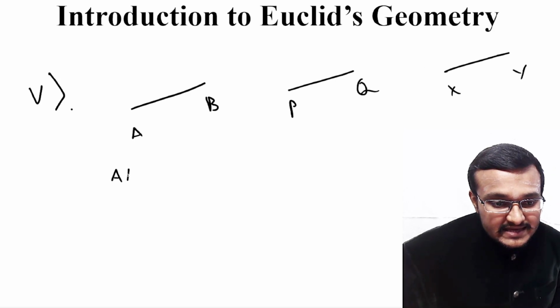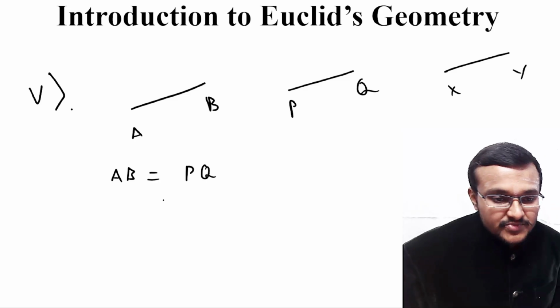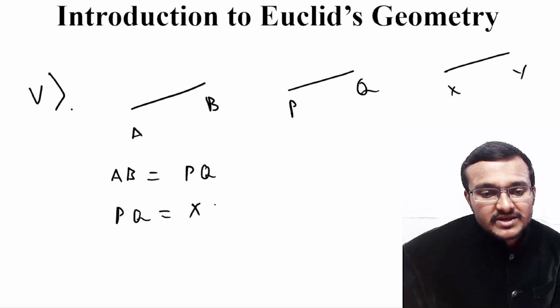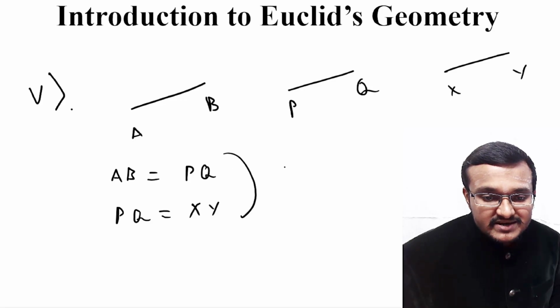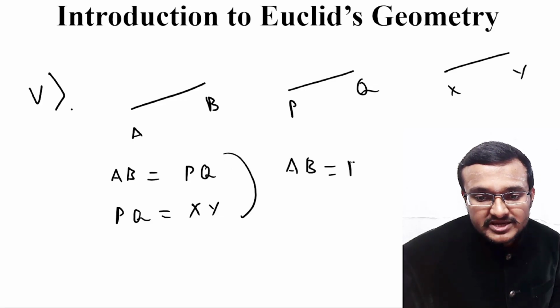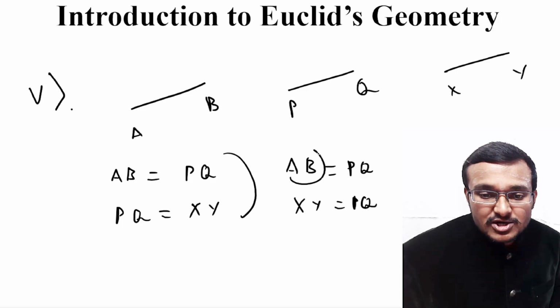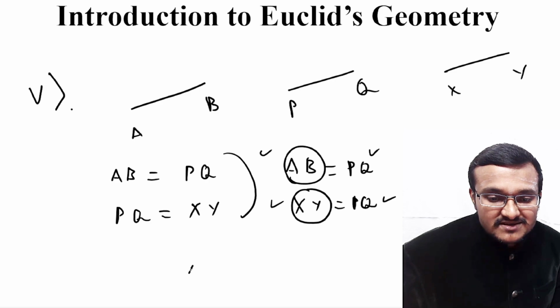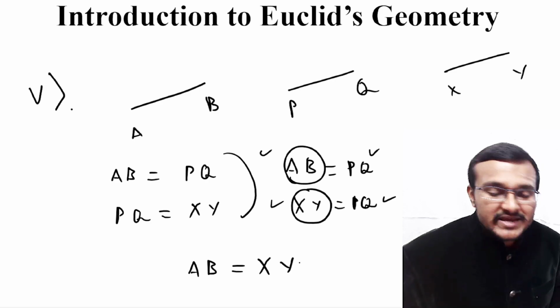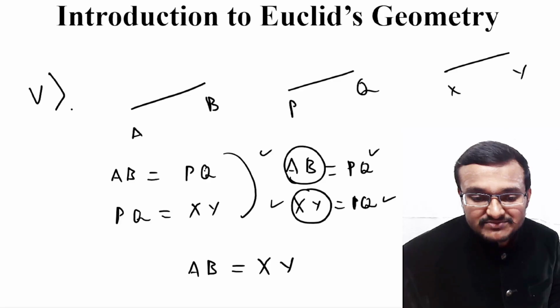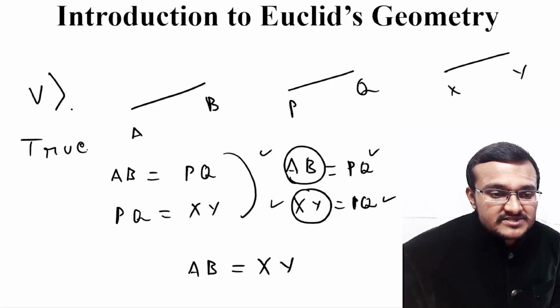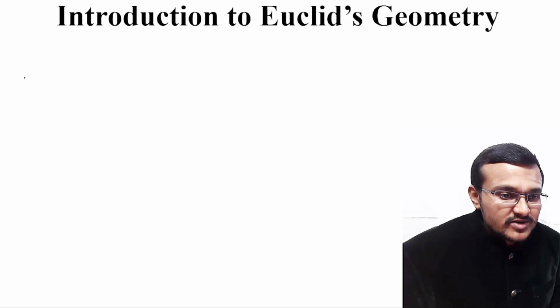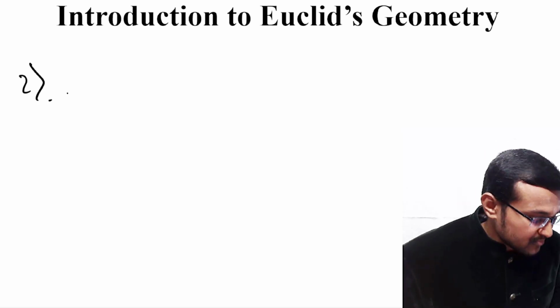Here they have given AB is equal to PQ and PQ is equal to XY. This can be written as AB is equal to PQ and XY is equal to PQ. So two different things, AB and XY, are equal to a particular common thing. According to Euclid's axioms, AB should be equal to XY, and they have also mentioned the same thing, that AB is equal to XY. Hence this fifth statement is also true. Now we will look into the second question in this exercise 5.1.